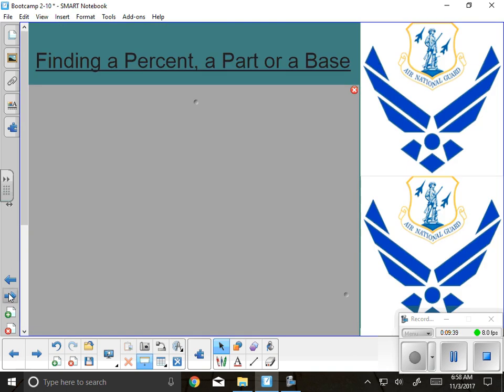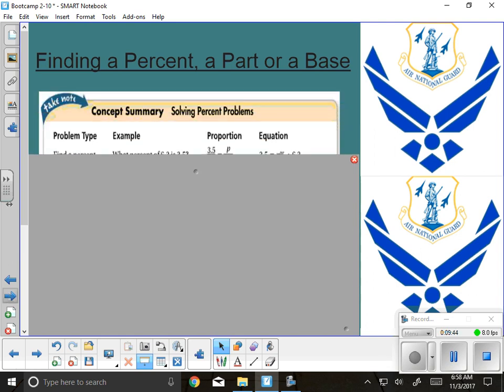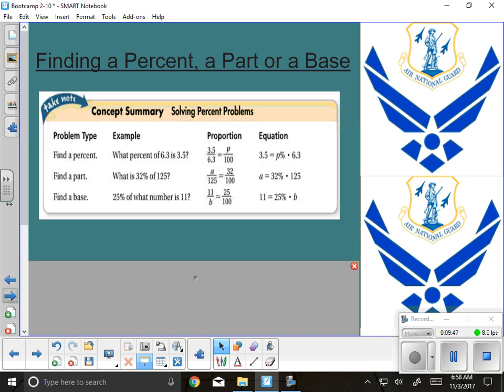Now this is just going to be a little piece of advice for you. You can use this site or page to find a percent, find a part, and find a base. If you look here, it says find a percent. It says what percent of 63 is 3.5. Remember, is over of, which is what we have. So 3.5 over 63 equals P over 100. They are showing you both the proportion and the equation here, just in case you prefer doing the proportion, or if you prefer doing the equation, you can do either or.